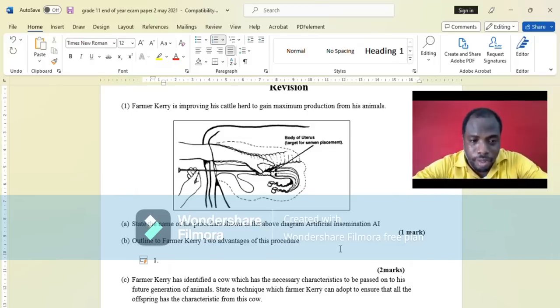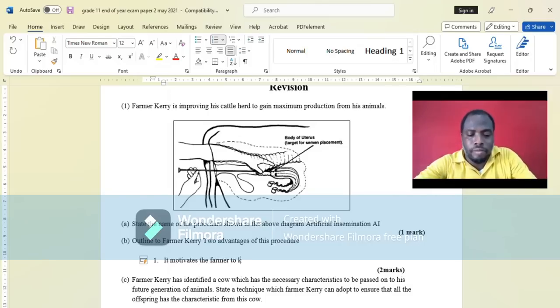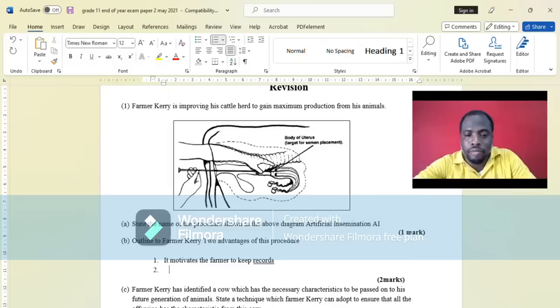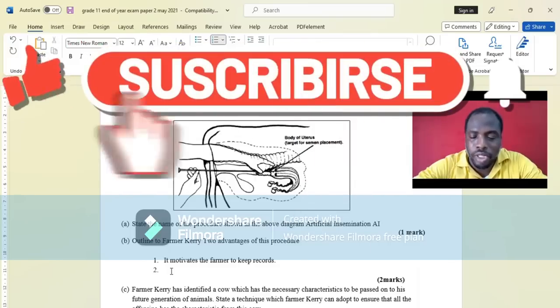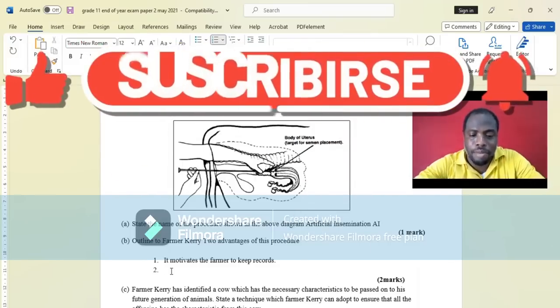Alright, so the next question, part B, says outline to Farmer Kerry two advantages of this procedure. Now, what are the benefits of doing AI? When you do AI, it motivates the farmer to keep proper records. Two, some male animals, such as a bull, are very dangerous for the farmer to rear. So it eliminates rearing dangerous male animals.